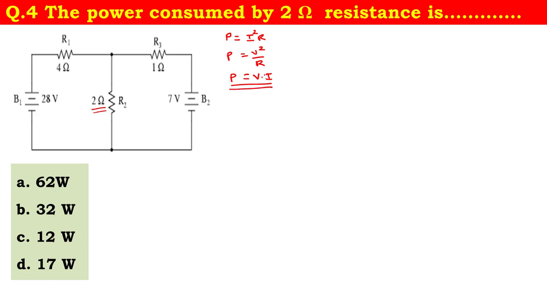So the basic equation is that power is the product of voltage and current. If I calculate the voltage at this point, suppose this is V, that is nothing but a node. A node is a point which is common to different branches and different elements. So easily I can use the node analysis method.